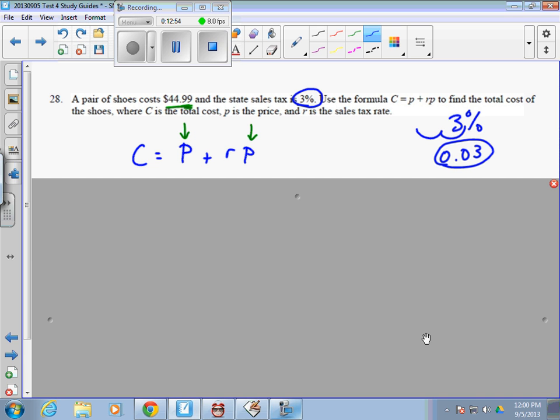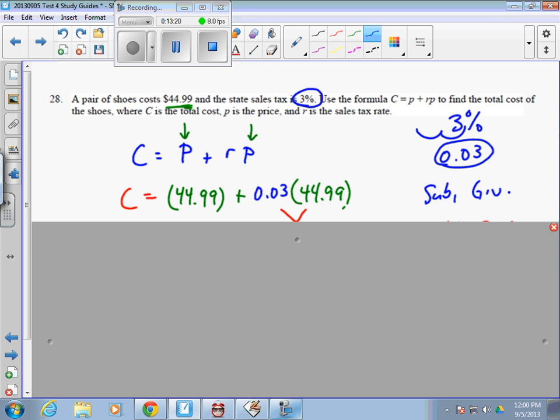28 says a pair of shoes costs $44.99. The state sales tax is 3%. Use the formula C equals P plus RP to find the total cost of the shoes. C is the total cost, P is the price, and R is the sales tax rate. First thing you want to look at is the sales tax rate. It's a percentage, 3%. You want to multiply that, but you can't multiply by the number 3. It's percent, which means per 100. You have to move the decimal over 2 times to make it 0.03.